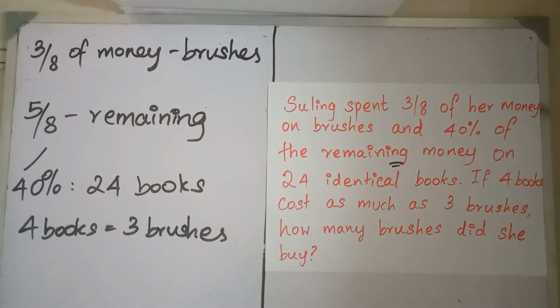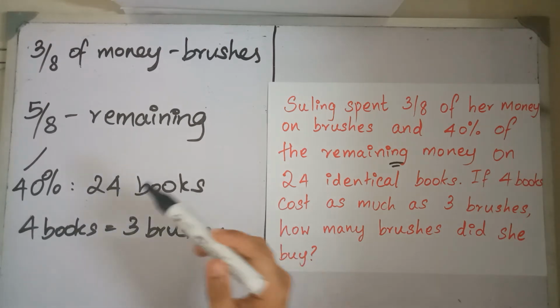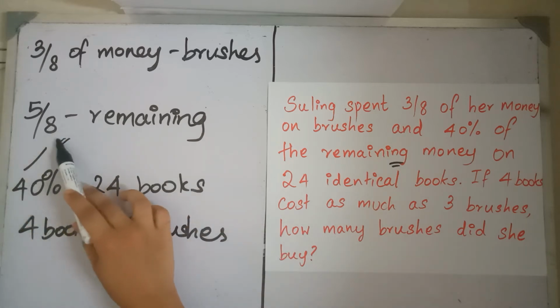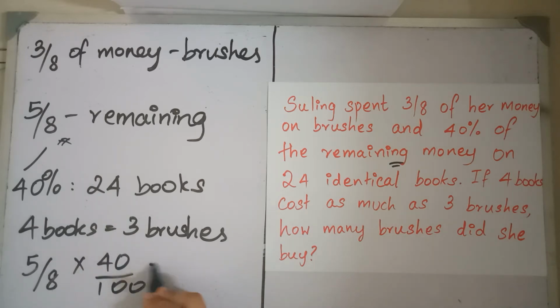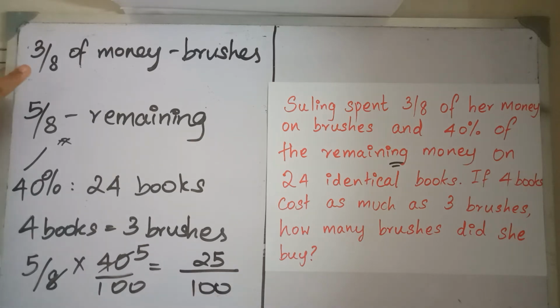Okay, so first let's bring the amount which is spent on the books to a fraction. The amount is 40% of 5/8. So we have to bring this to a single fraction so that we can compare it with this fraction, 3/8. So this can be done by simplifying 5. So we'll get 25/100.